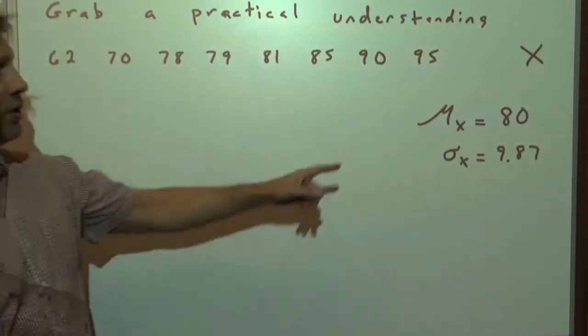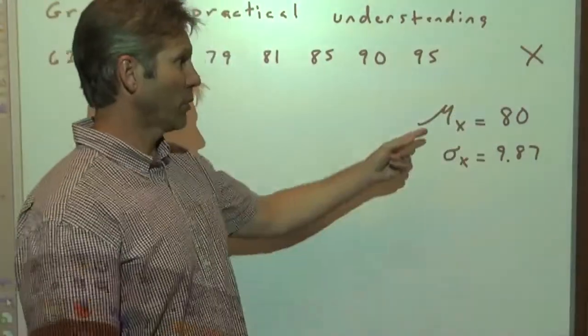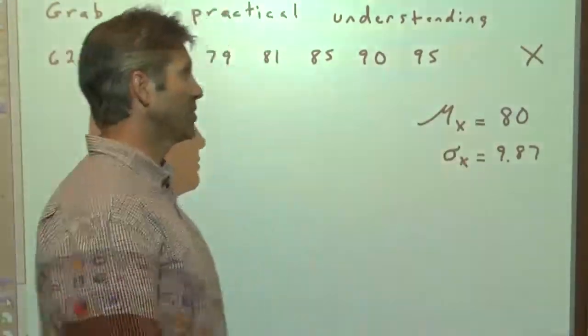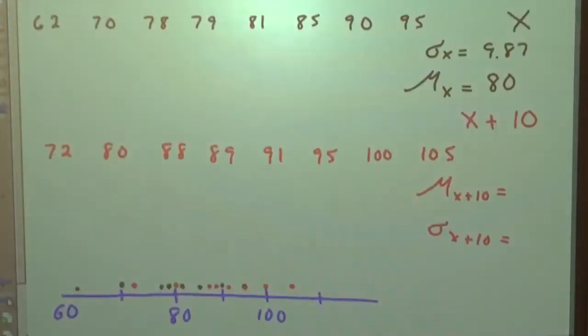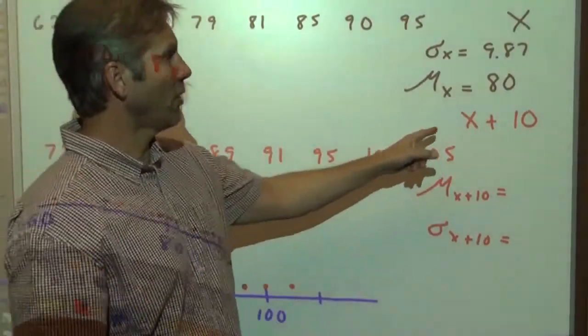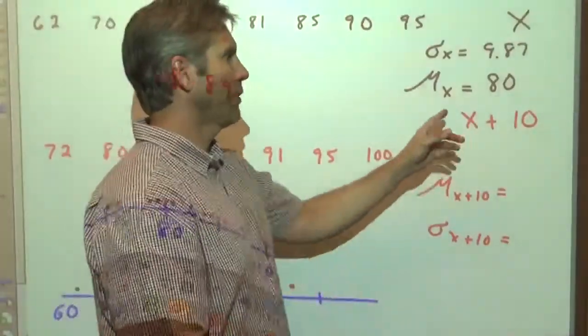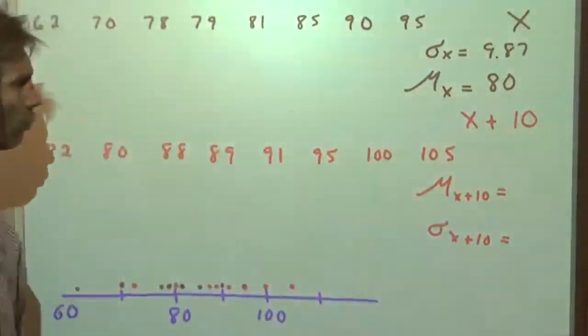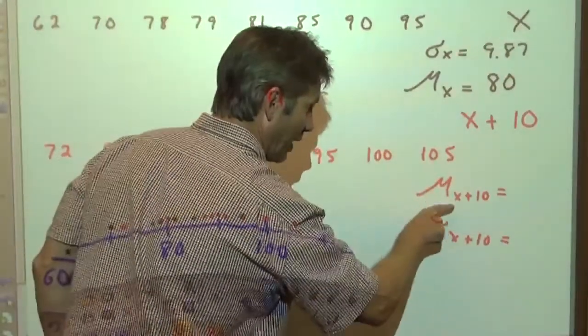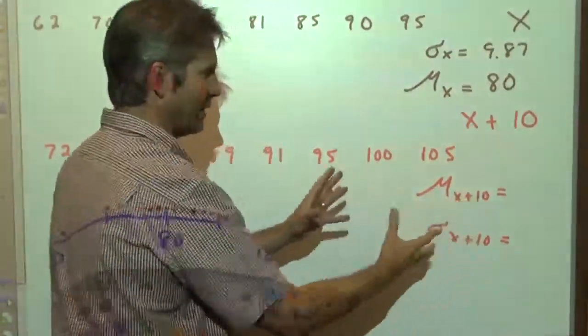These are test scores, so our variable is the test scores. The mean of the test scores is 80. Standard deviation is 9.87. Now, what happens if we take all these test scores and add 10 to them? This is a linear transformation, taking all the scores and adding 10. What's going to happen to the mean of this transformed data? So we subscript it like this to say that.